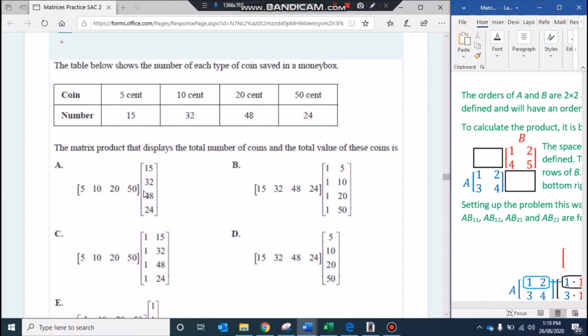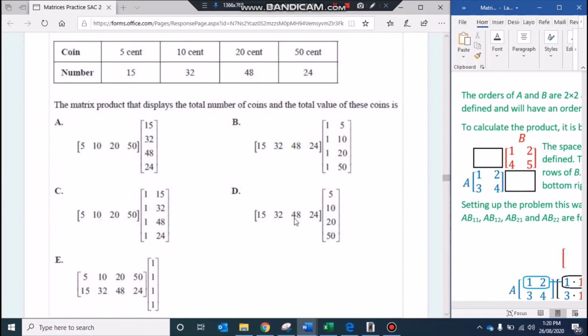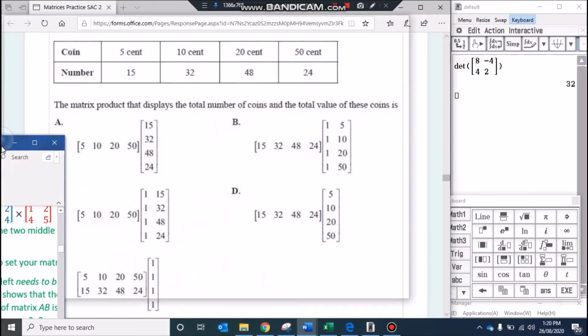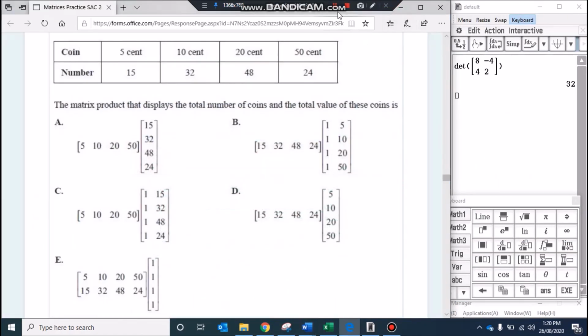So straight away by looking at it, I know A is not going to be the answer. I know D is not going to be the answer. But B, C, and E are all going to have matrices that have at least two elements. So it could be any of them for now. I know the answer is B, and I'll explain why.